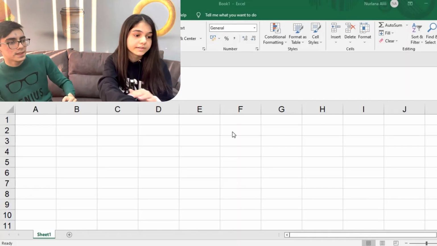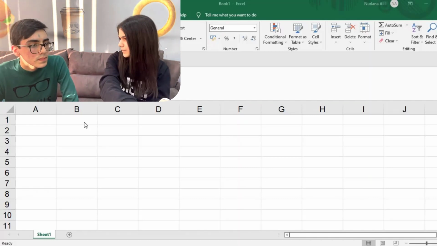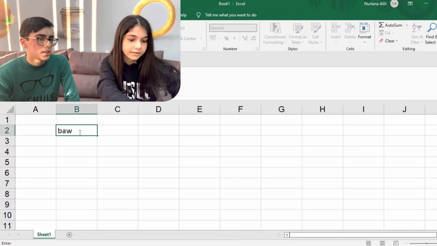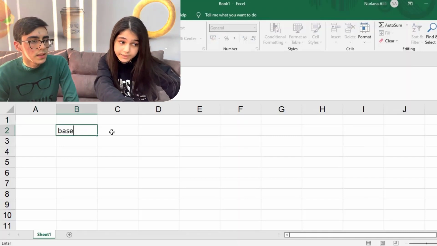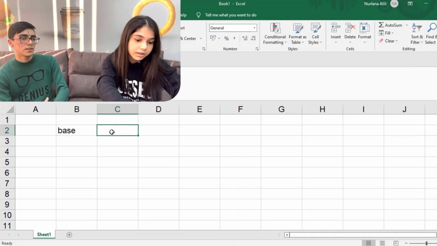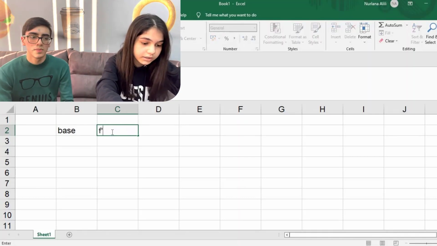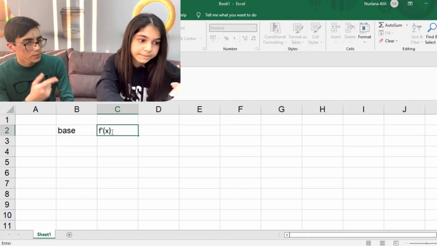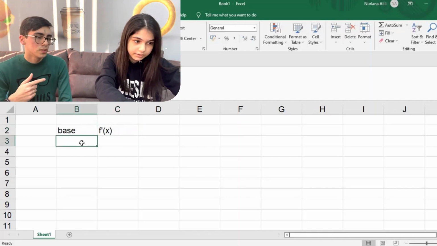In the left column we would write the base, kind of the base of an exponential function. In the second column, let's write the derivative function in its standard notation, f prime of x, which is just a way to denote the derivative. It's obviously the first derivative, because we have just one prime there.